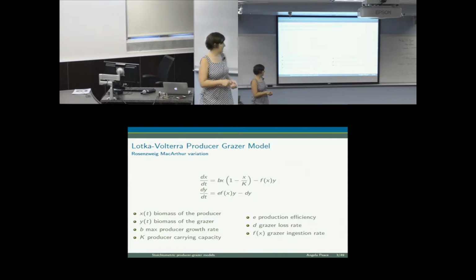X is the biomass of the producer. Sometimes they look at it in terms of number of individuals or a density. So for this talk today, I'm going to be looking at this in terms of a carbon density. So the density of carbon in the producer population and the density of carbon in the grazing population.